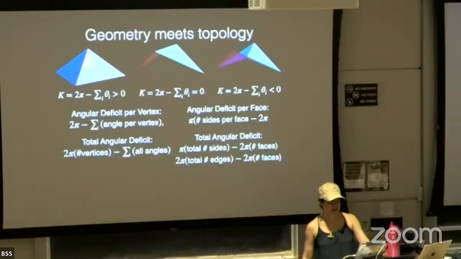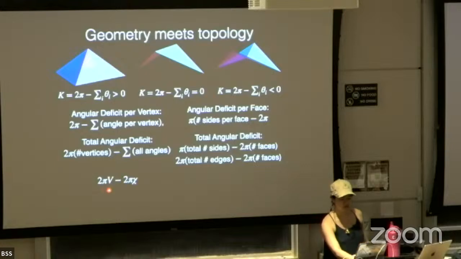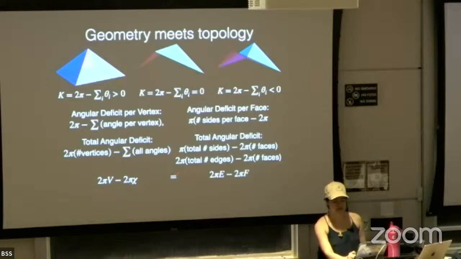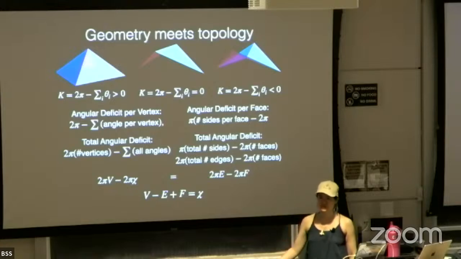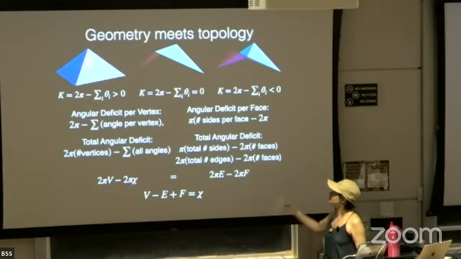Now when I equate these things, I end up with 2 pi times the total number of vertices minus the edges plus the faces. I can rearrange this to say that the number of vertices minus the number of edges plus the number of faces is some number chi. And chi is what is called the Euler characteristic. This is basically telling us about the genus of the surface.